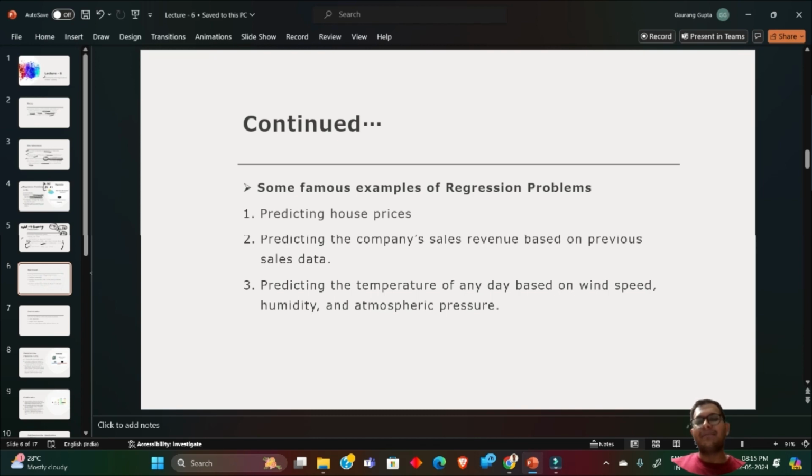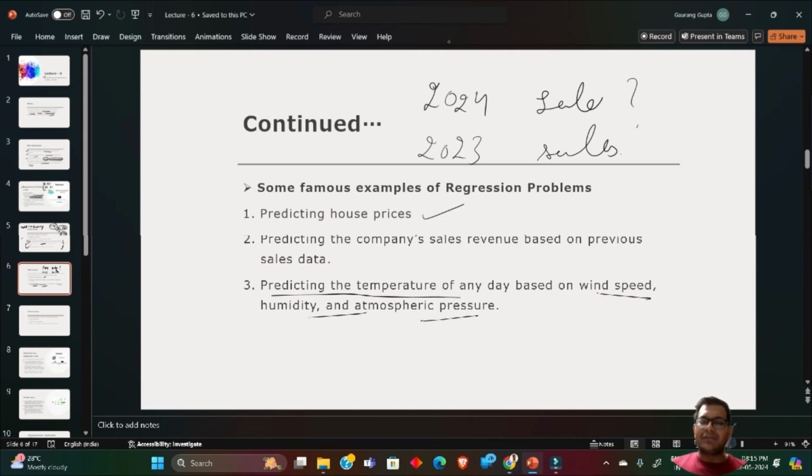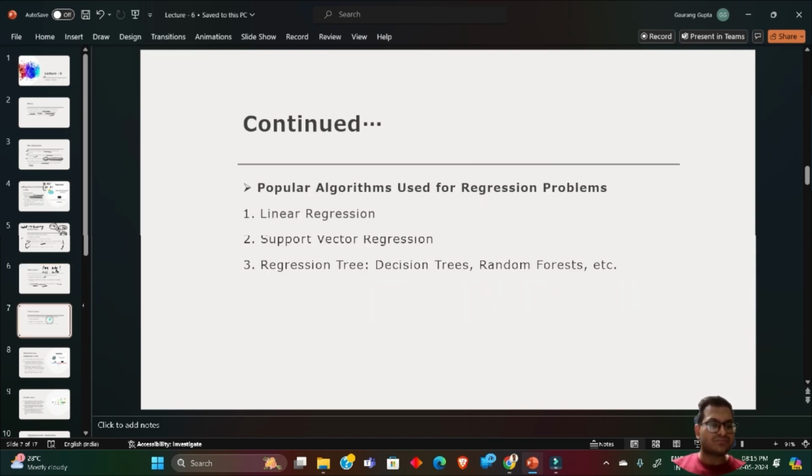Now some famous examples of regression problems. First is predicting house price, then predicting company sales data based on the previous sales. Like for example, in 2024, how much a sale will happen. That's a question and we can predict by looking at 2023 sales. Obviously, we will include other factors like market condition and all that. So you can include that. You can make model as complex as you want to get a better accuracy. And third example is predicting temperature at any day based on wind speed, humidity, atmospheric pressure and so on.